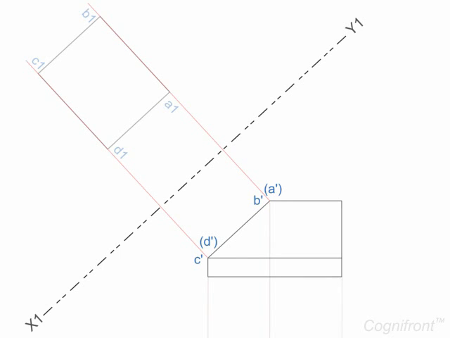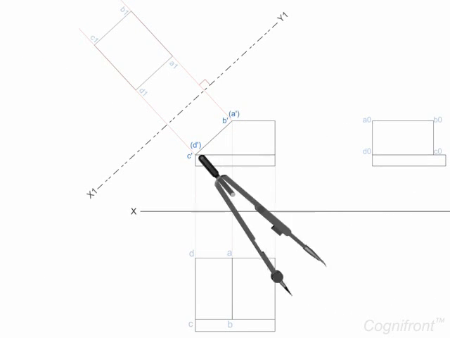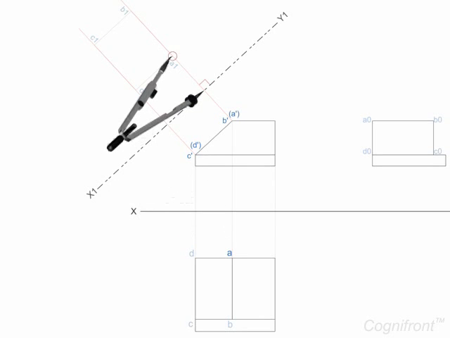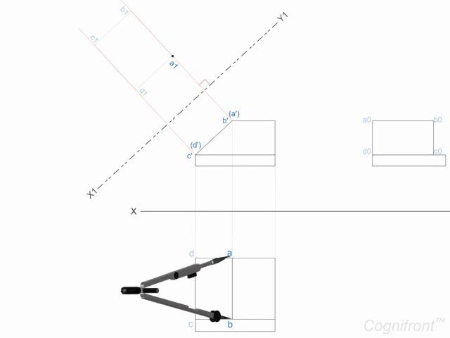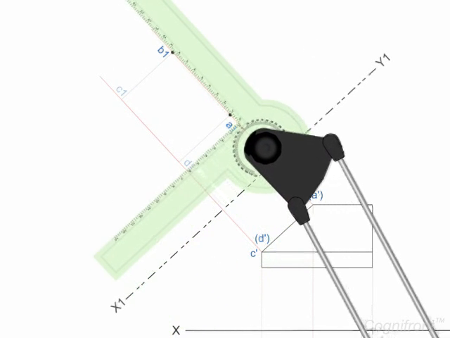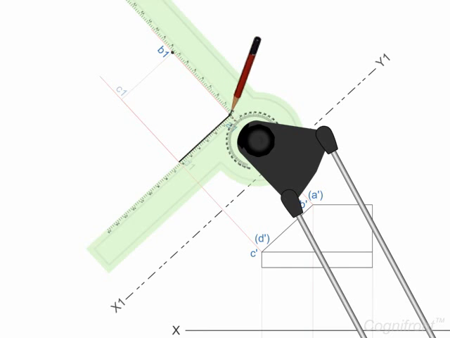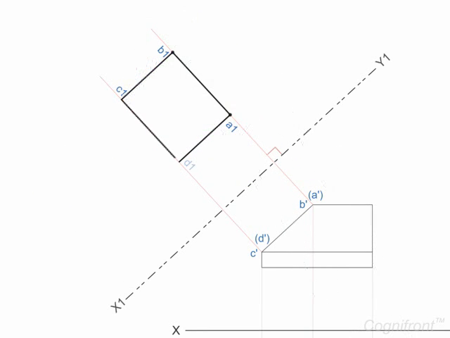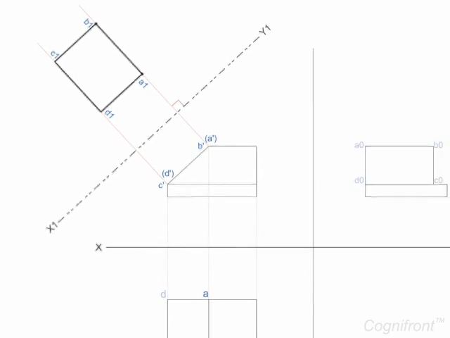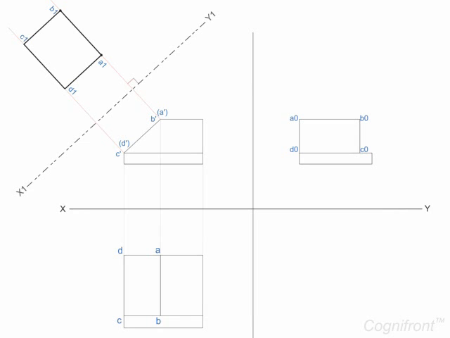Next, project the endpoints of the surface's edge view perpendicular to x1, y1. Extend the projectors long enough above x1, y1. Now, measure the distances of the endpoints of the surface ABCD from the respective view and mark them on the perpendicular projectors above x1, y1. Let's join all the points obtained. This is the required auxiliary view showing the true shape and size of the slant surface ABCD.